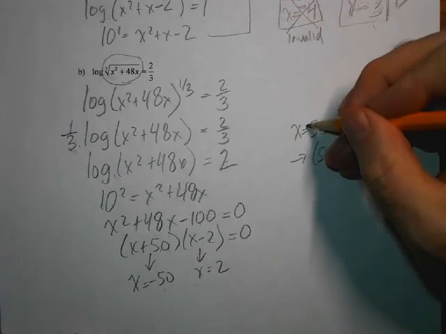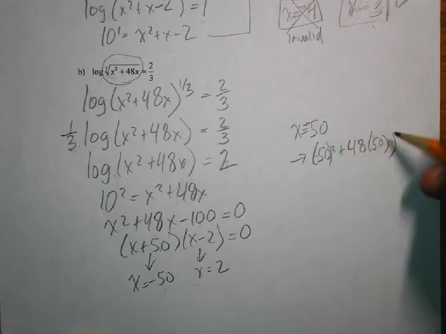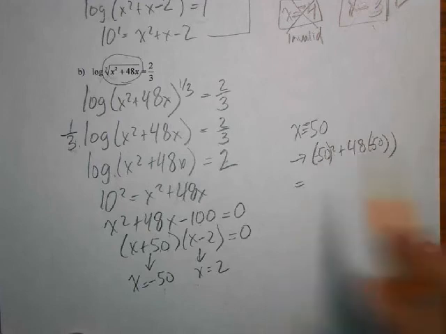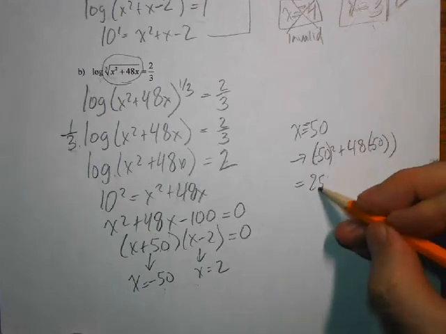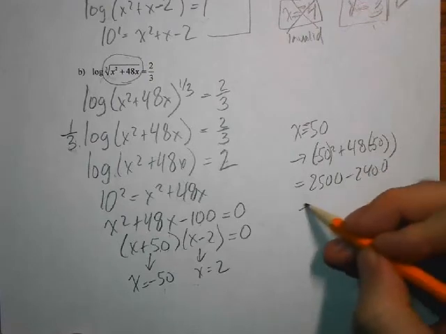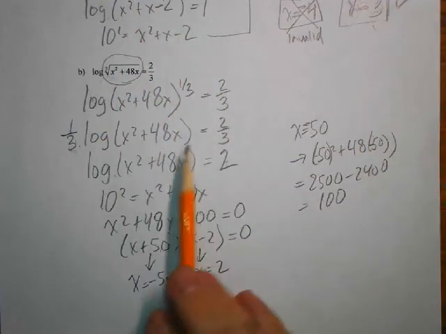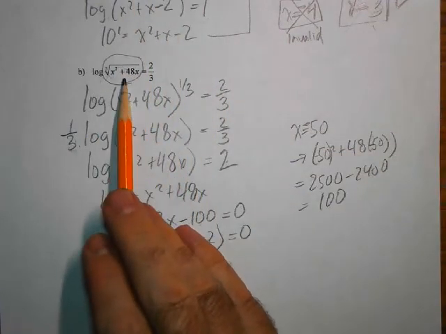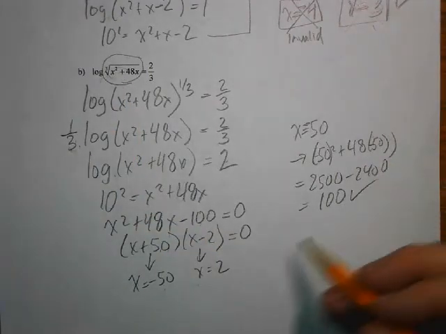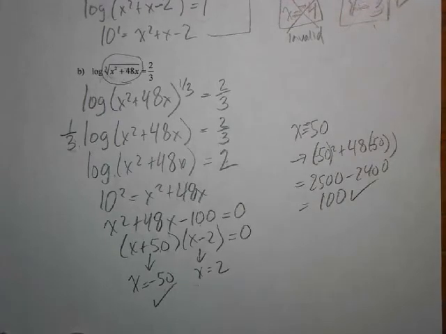I did it again. So that's a minus 50. So that's negative 50 squared plus 48 times negative 50. So negative 50 squared doesn't make a difference. That's 2,500. This is going to be negative 2,400. So the result will be 100. And 100 would be what's inside here. Cube root of 100 is going to be positive. So that's good. That means that actually our x equals negative 50 is valid.